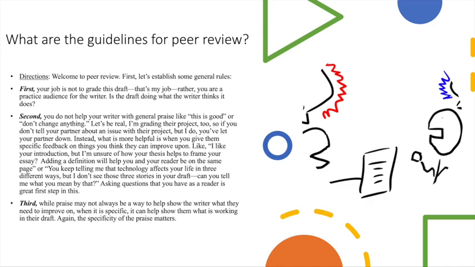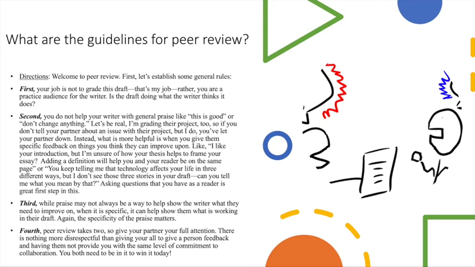That third one speaks to the second as well, and while praise may not always be a way to help show the writer what they need to improve on, when it is specific, it can help show them what is working in the draft. Again, either way, when we are providing constructive feedback, specificity is key to the process.